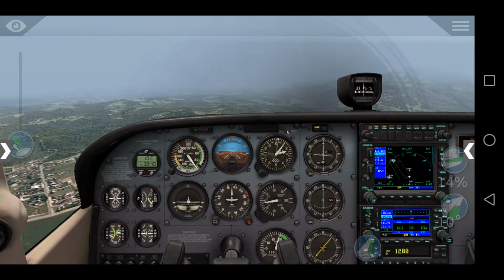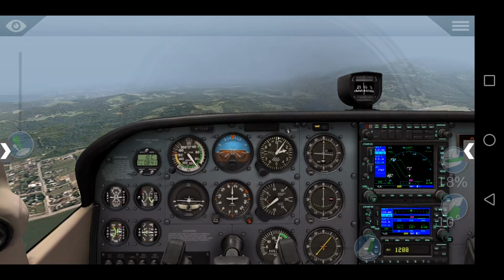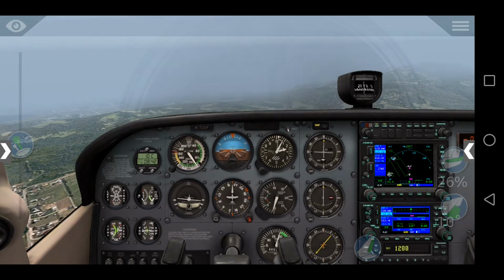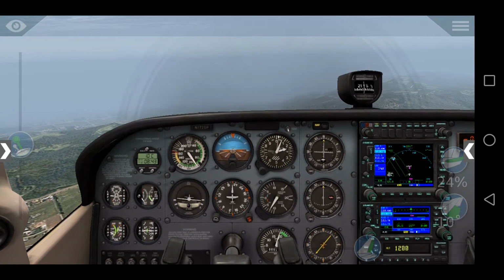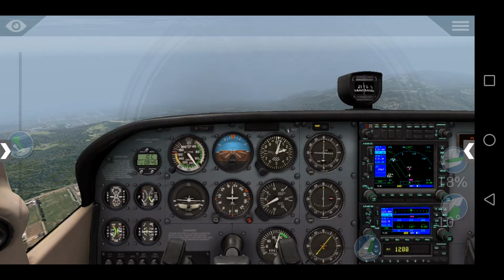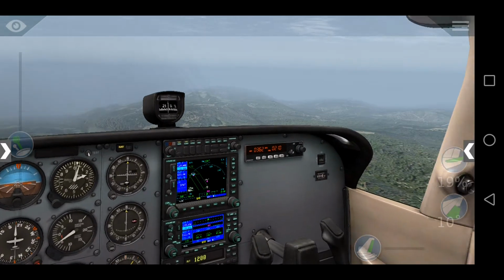And if you notice, the aircraft is pitching down. That's because of the extra lift being generated by the flaps. So in order for us to maintain our rate of descent, the aircraft needs to point its nose downwards a bit more.